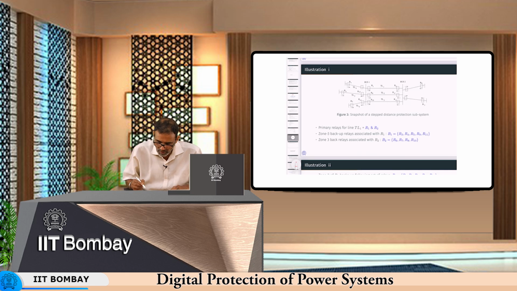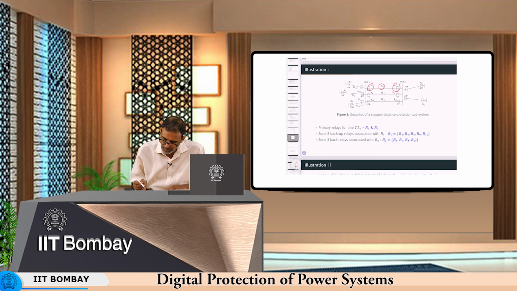Now, this is a typical scheme. It may not be representative of some actual system, but it is a very typical kind of scheme where you have 3 parallel lines between bus 1 and bus 2, and then 3 lines feeding bus 1 and 2 lines feeding bus 2. Say we take as an example transmission line 1. The primary relays for transmission line 1 are R1 and R2.